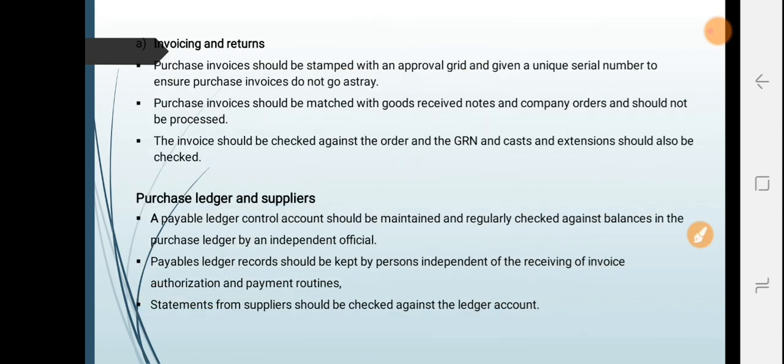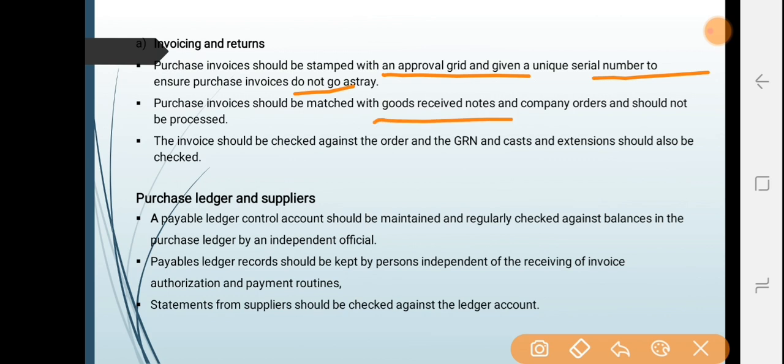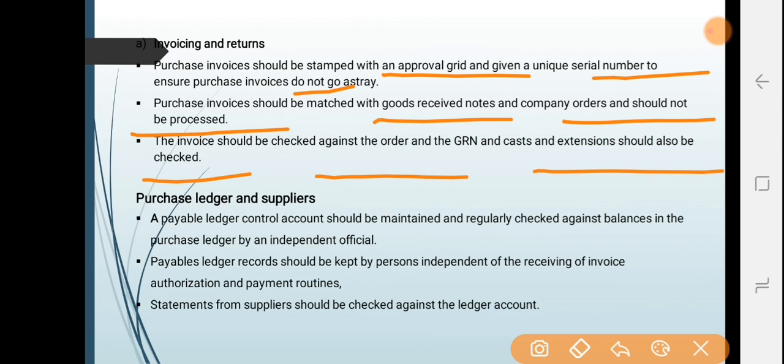Then we have invoicing and returns. This is also with respect to purchase. Purchase invoices should be stamped with an approval grid and given a unique serial number to ensure purchase invoices do not go astray. Purchase invoices should be matched with goods received notes and company orders, and should not be processed otherwise. The invoice should be checked against the orders and GRN, and the calculation and extension should also be checked.